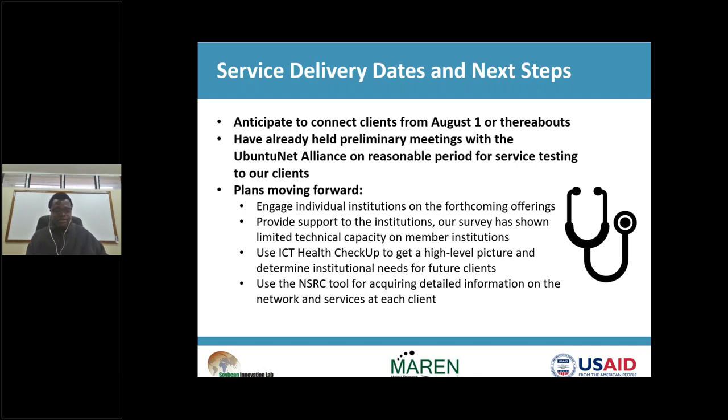Moving forward, as MARIN, we are engaging individual institutions on the forthcoming offerings. We're also planning to provide support to the institutions. We're also looking at the use of an ICT health checkup to get a high-level picture of the needs at each institution. Once we get the high-level needs at each institution, we need to get into the details of what is required for each network. In this case, we are planning to use the tool that we got from the Network Startup Resource Center. Next slide, please.